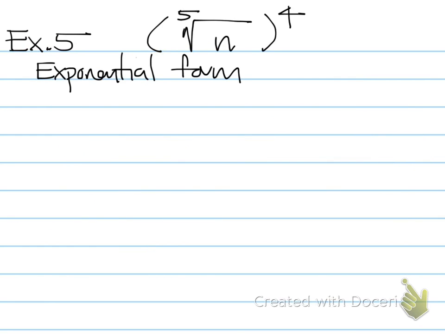All right, so we want to put this in exponential form. So again, the index goes in the denominator. The power of the radicand, or the outermost power, goes in the numerator. All right, so I want to rewrite the 5th root of n to the 4th as n to the 1/5 power. And when I raise a power to another power, I multiply the exponents. 1/5 times 4 is 4/5.